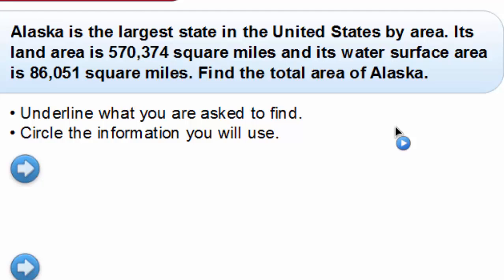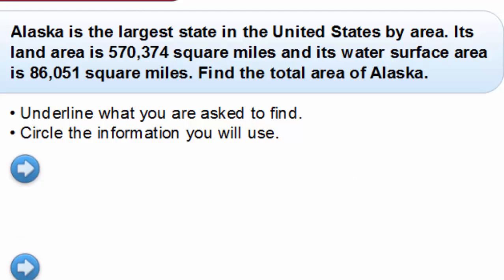Alaska is the largest state in the United States by area. Its land area is 570,374 square miles, and its water surface area is 86,051 square miles. Find the total area of Alaska.